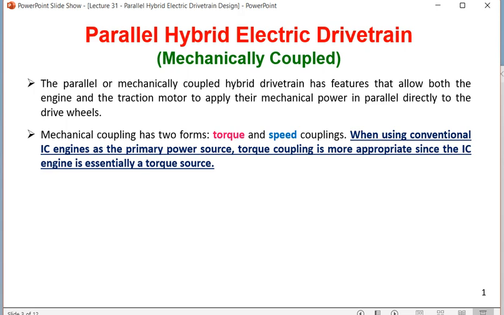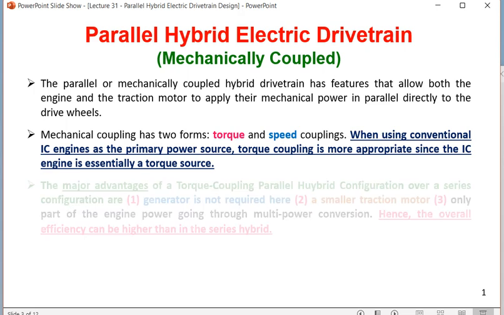Among torque coupling and speed coupling, we have seen both these things in module number 4, second part. As long as there is an engine in the primary powertrain, it will be better to use torque coupling in the final transmission stage, because the IC engine is also a torque developing device, and in that case torque coupling would be better.